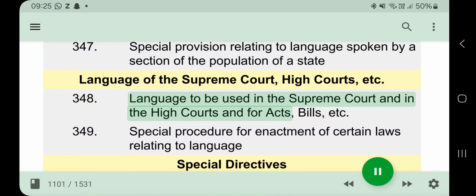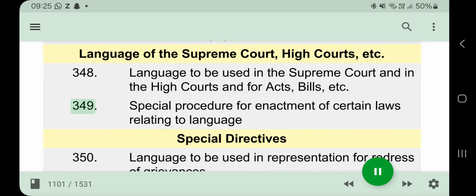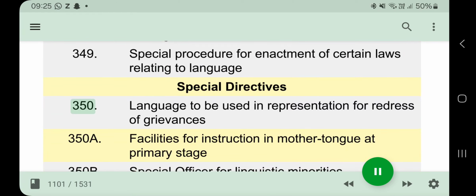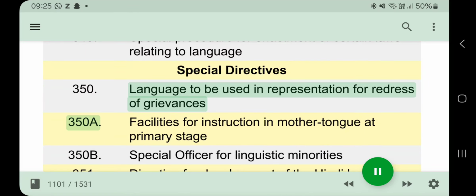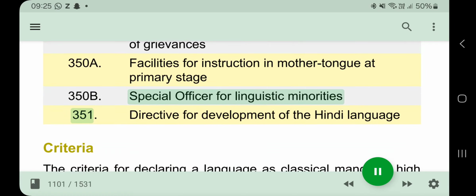348. Language to be used in the Supreme Court and in the High Courts and for acts, bills, etc. 349. Special procedure for enactment of certain laws relating to language, special directives. 350. Language to be used in representation for redress of grievances. 350A. Facilities for instruction in mother tongue at primary stage. 350B. Special Officer for Linguistic Minorities. 351. Director for Development of the Hindi Language.